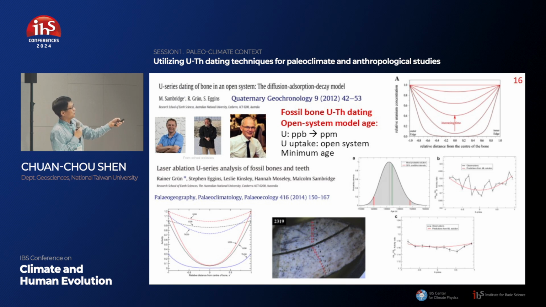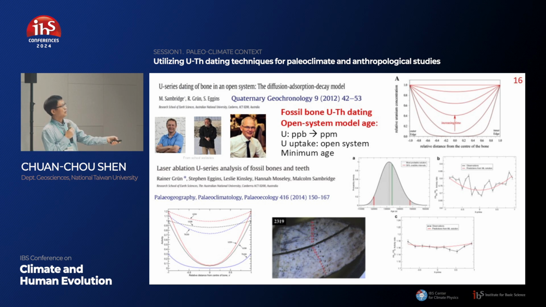So you should make a model age, open system models, and get this one age. And this one age is a minimum age. Minimum age. So this remains age, the true age is older than the determined age.